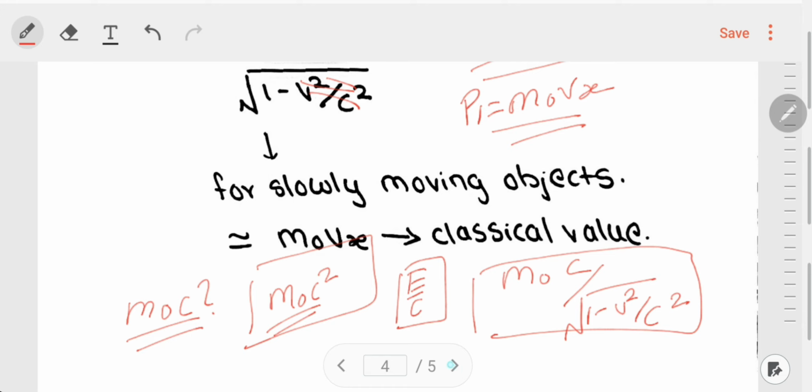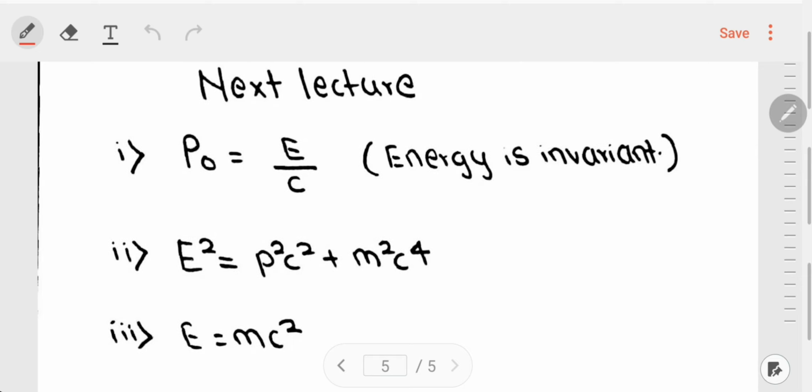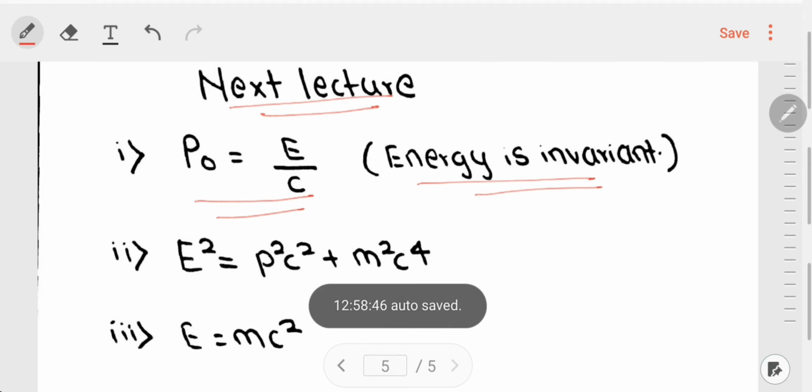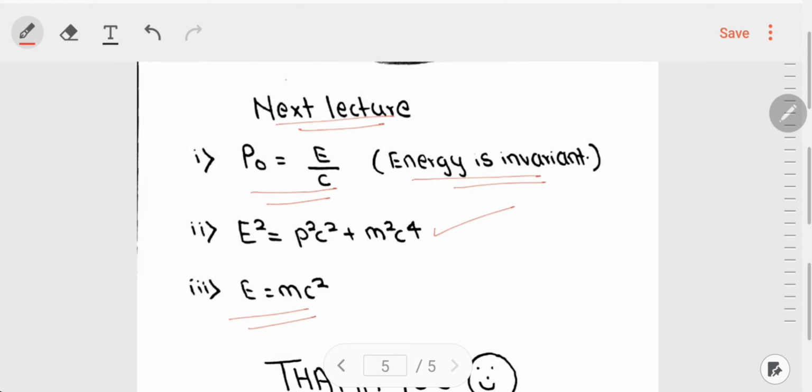Now moving further. In the next lecture we will have P0, and we'll study that the zeroth component is nothing but E by c, and thus energy is an invariant quantity. It is not a constant quantity, it's an invariant quantity. We'll also discuss the important equation, E square is equal to P square c square plus m square c to power 4, and the most famous equation, E is equal to mc square. So all these 3 important equations we'll learn in the next lecture, the 3rd lecture.